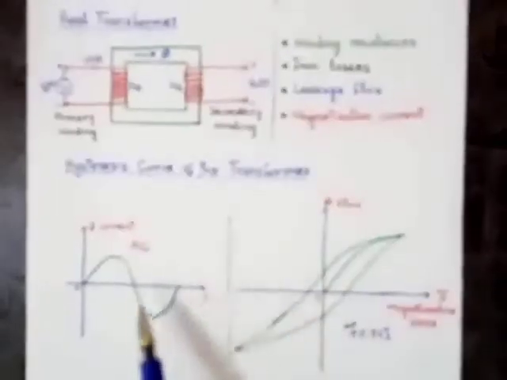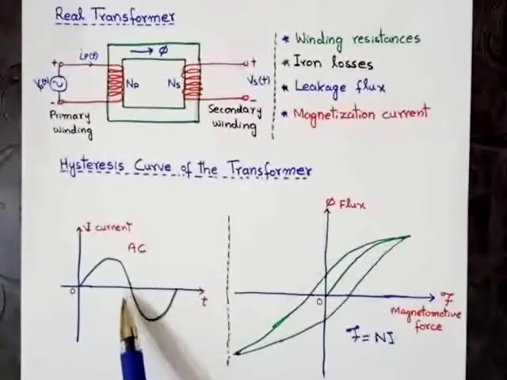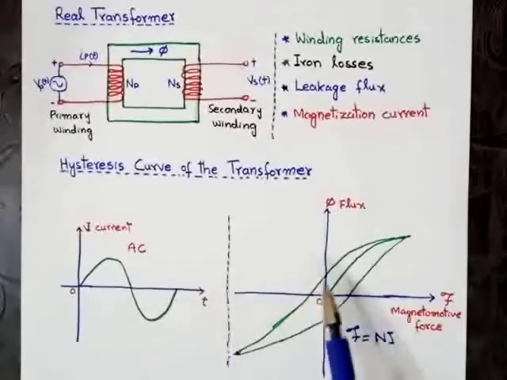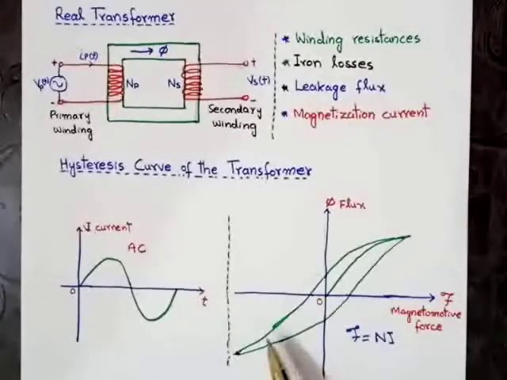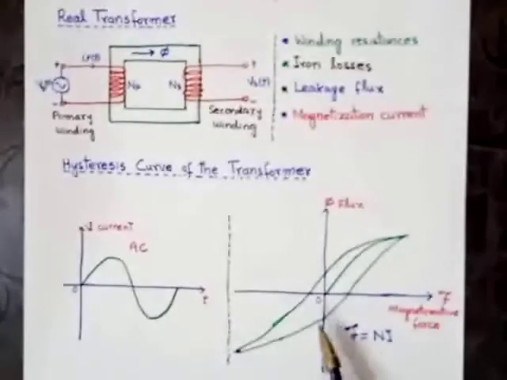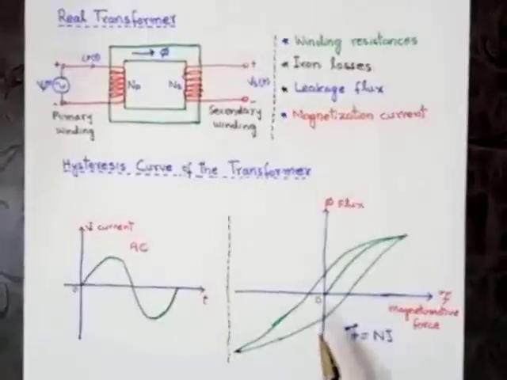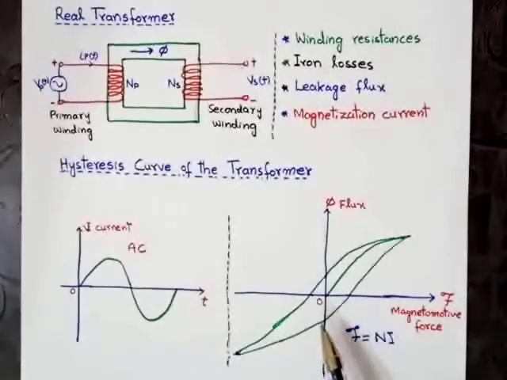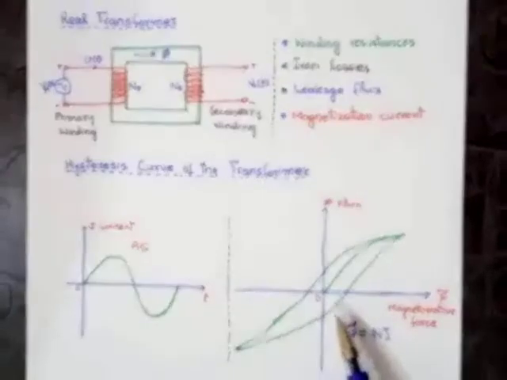After this, we apply the opposite current, that is, negative current, then again the flux will increase negatively. Again, at the saturation point, there will be no change in the flux. Again, when the current falls, the flux will fall, but again some flux will remain in the core. This flux is also called the residual flux.